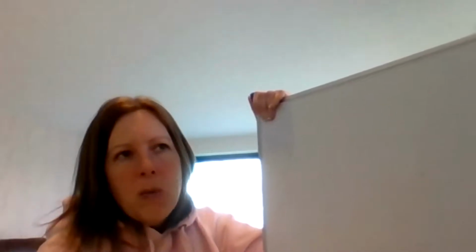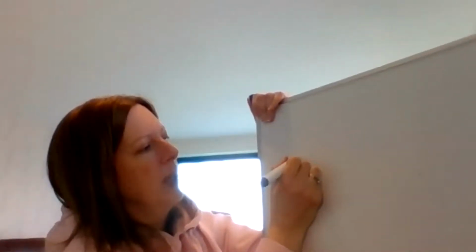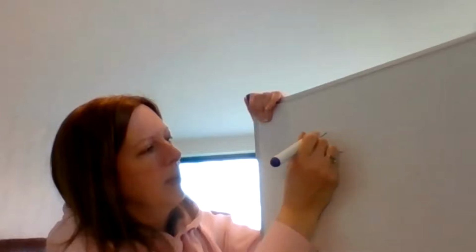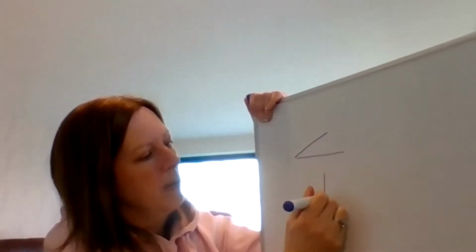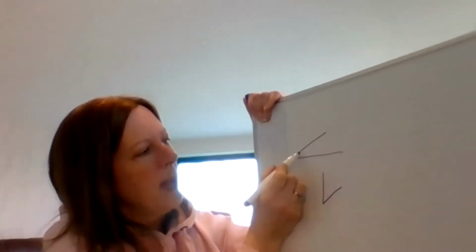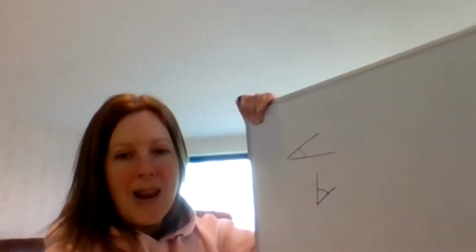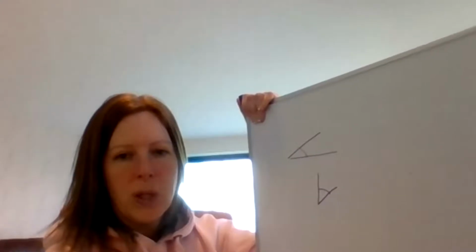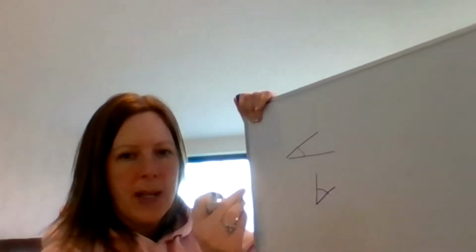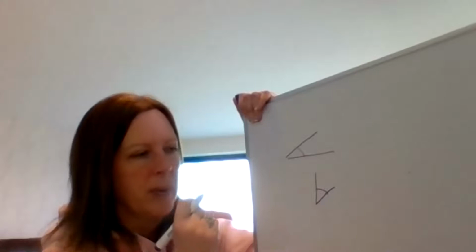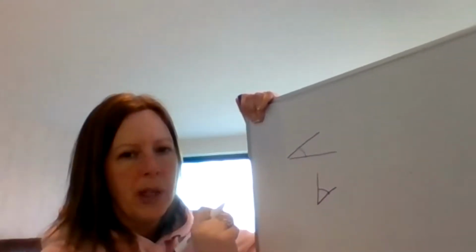So you might have a slightly different looking angle here. It might look like that, or it might like that. But the angle here that you have drawn must be less than 90 degrees, so smaller than a right angle. That's what we mean by a right angle, okay? So it should look something like that.